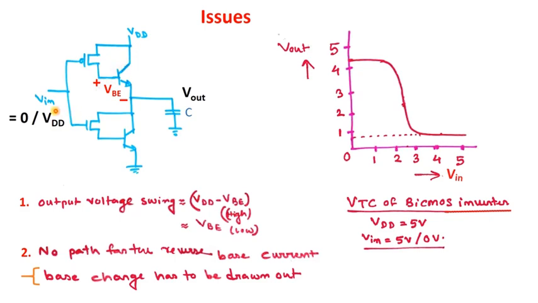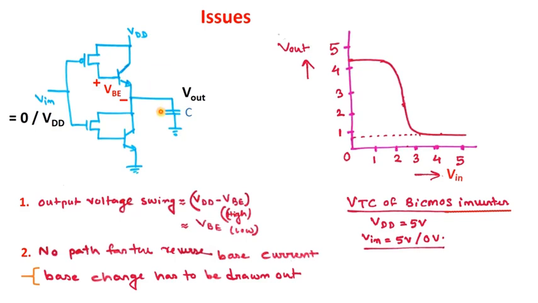Because when V input is VDD, this MOSFET is off. So the stored charge in this base has no path to come out, because this, you can see, is floating, because this is now off. So it will take some time for this bipolar junction transistor to change its state.